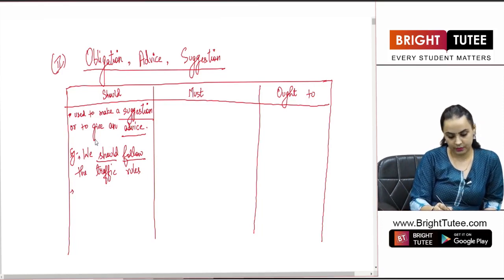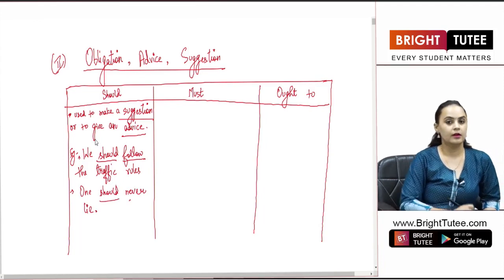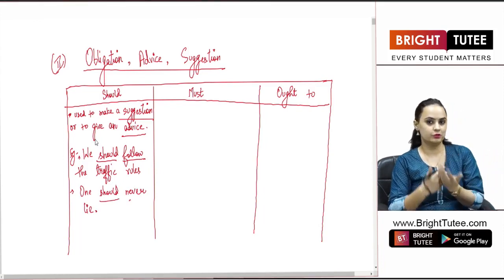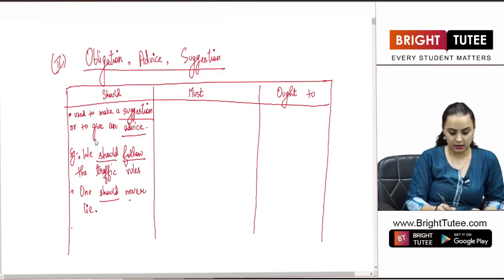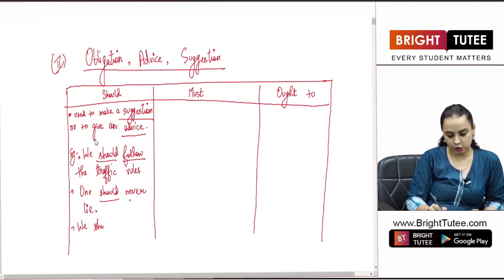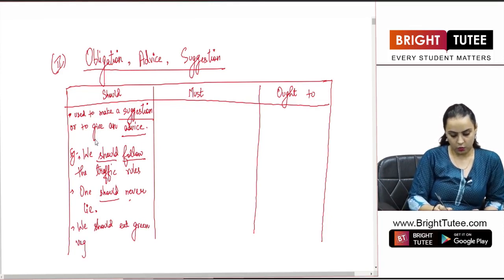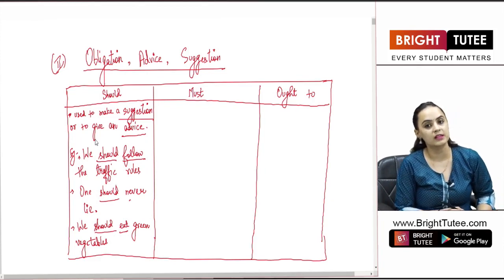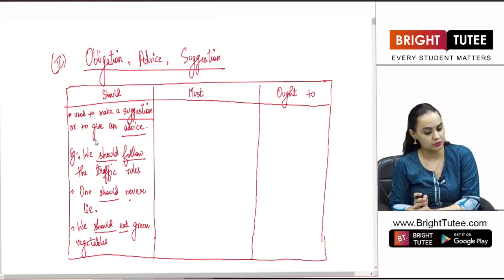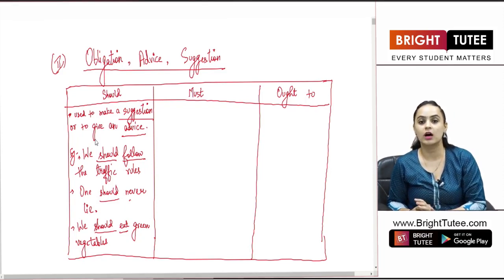Similarly, if I say one should never lie. So, one should not lie, we should never speak a lie. This is again an advice, this is again a suggestion that we are making to someone. If we say, we should eat green vegetables. So, again this is an advice, a suggestion that you are making to someone that we should always eat green vegetables. So, this is how we use the modal should.